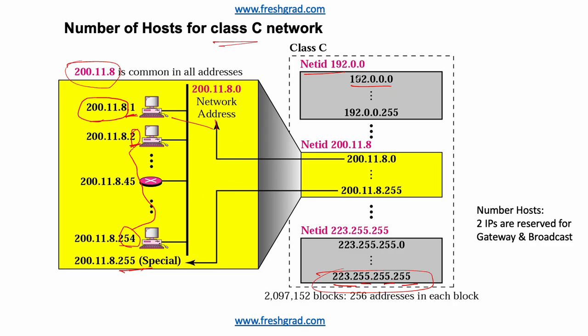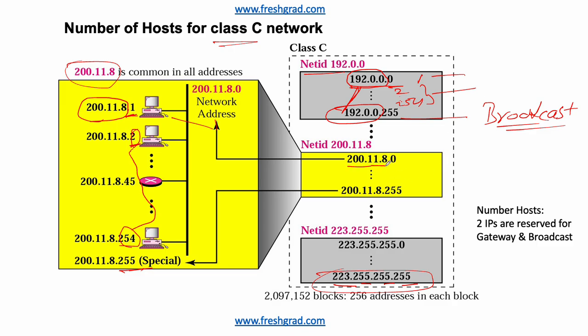This is your class C IP addresses. And in this example, what is common here? 192.0.0. This is your network ID. And the first is always the gateway. The last is a broadcast. So that's why it's special, right? And you can assign from 2 to 254 to any computers or any hosts or any devices.